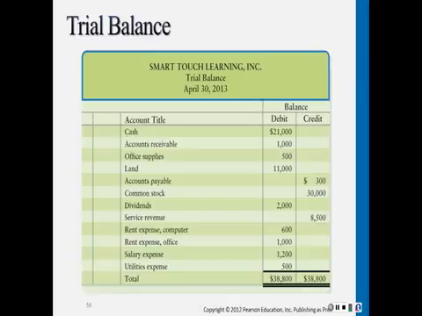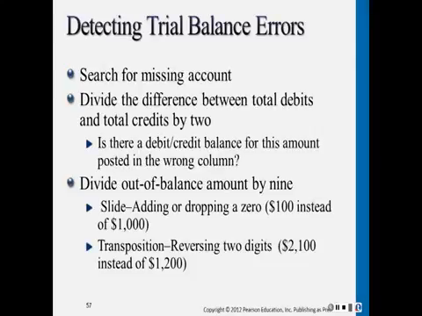Shown here is the trial balance of Smart Touch at April 30th, 2013, the end of the first month of operations, created from the balances calculated after all transactions have been posted. Notice the debit total equals the credit total. Throughout the accounting process, total debits should always equal total credits.